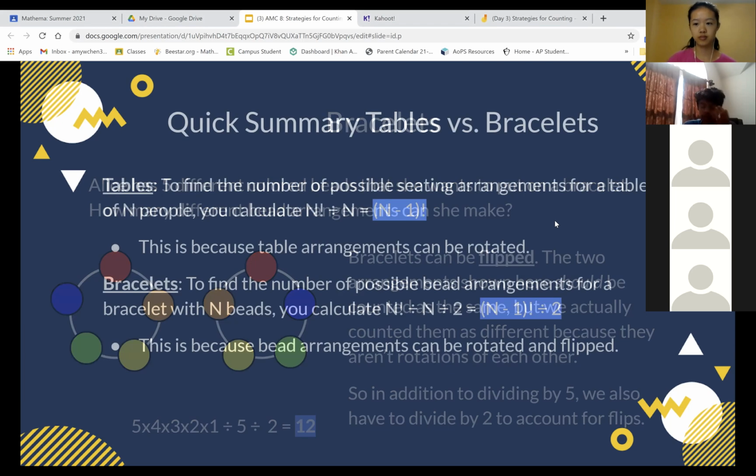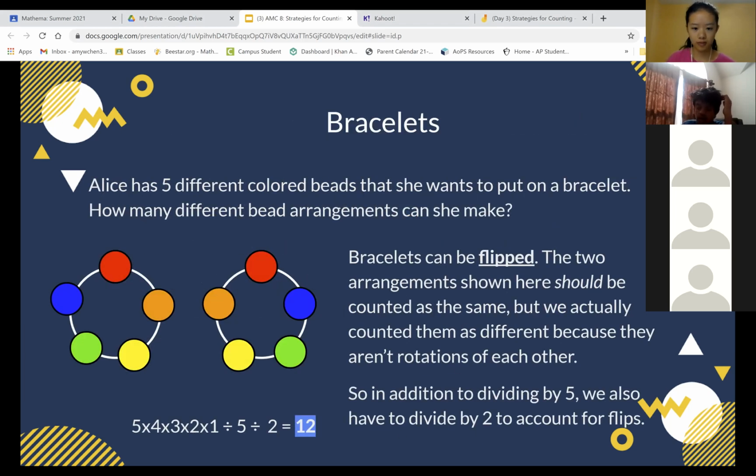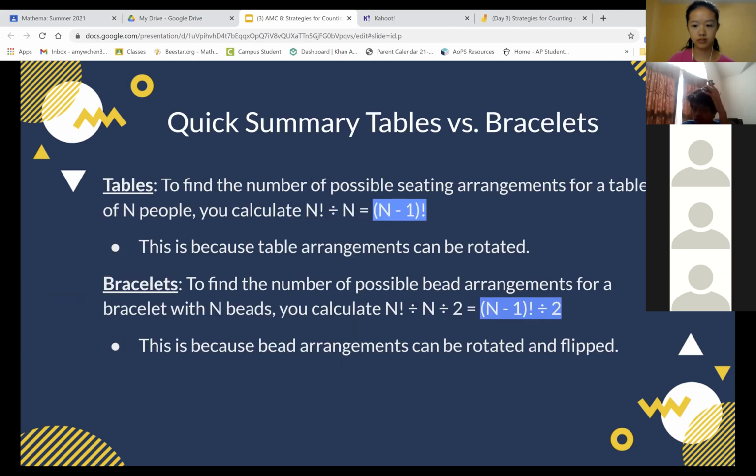If you can just account for that division, because it's 5 and 2, you can do it however you want. You just have to make sure you get that flip accounted for.